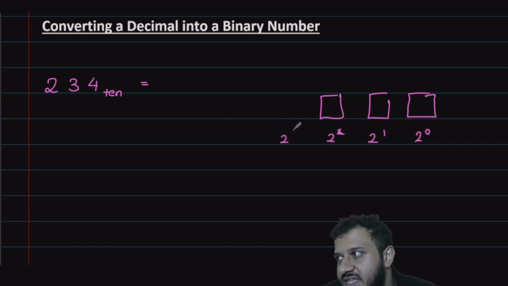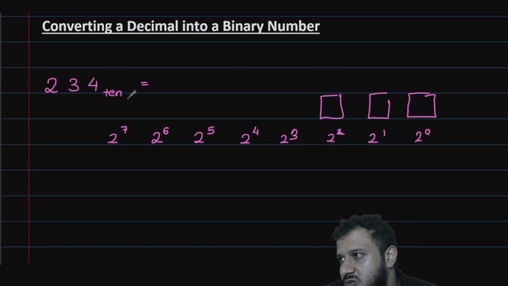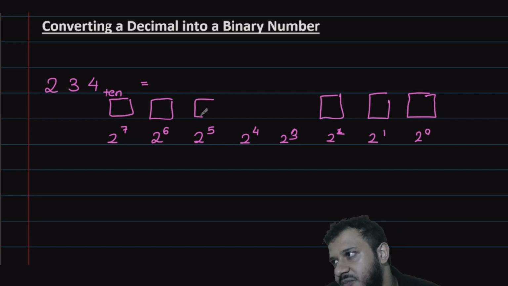Can 2 to the power of 3 stand here? Yes. That is an 8. 2 to the power of 4, that's a 16. 2 to the power of 5, that's a 32. 2 to the power of 6, that's how much? 64. 2 to the power of 7, 128. 2 to the power of 8, that's a 256. That's a little too much. So we will have spaces only up to 7 digits.